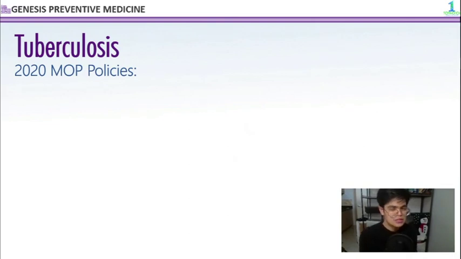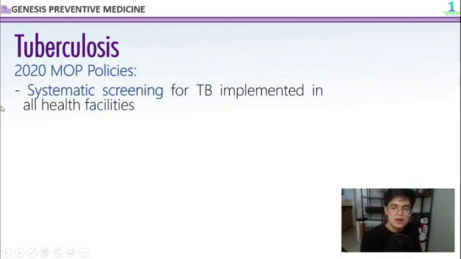I based my discussion on the 2020 Manual of Procedures, and these are the notable policies and changes, the practices that are adopted for the 2020 version of the manual. So systematic screening for TB is implemented in all health facilities. So for healthcare workers, ito.